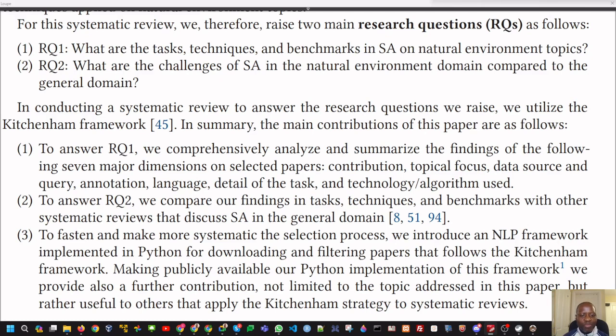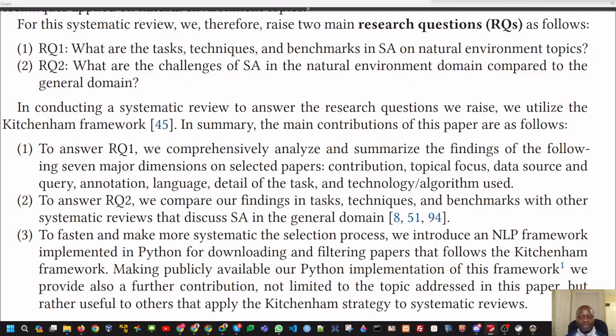They are, of course, interested in a more systematic selection process. They introduce what they call a natural language processing framework, implemented in Python, for downloading and filtering papers that follows the Kitchenham framework. I will be interested in looking at this Python framework which they introduced. They also made publicly available the Python implementation of this framework, which provides a further contribution. I would definitely take a look at this.